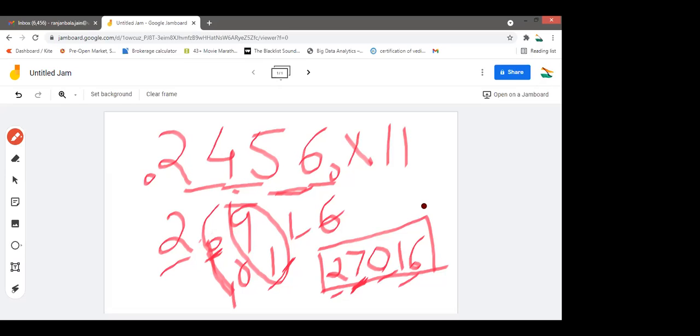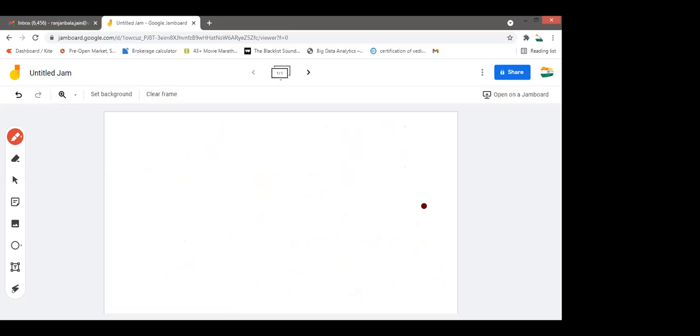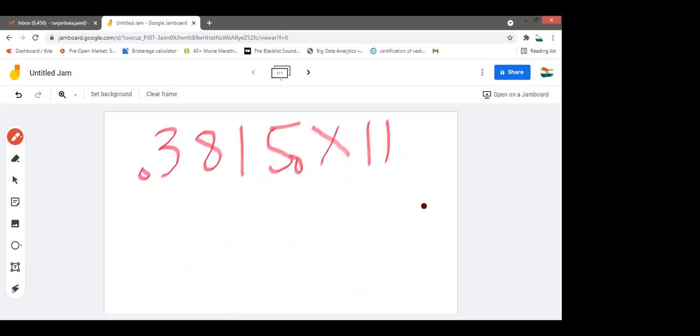Let's do one more. I think today I will solve only multiplication by 11. So that would be better. Okay, let's go one more problem. 3, 8, 1, 5. Multiply by 11. Now who will answer this? Karthik, can you? Okay, let's go.